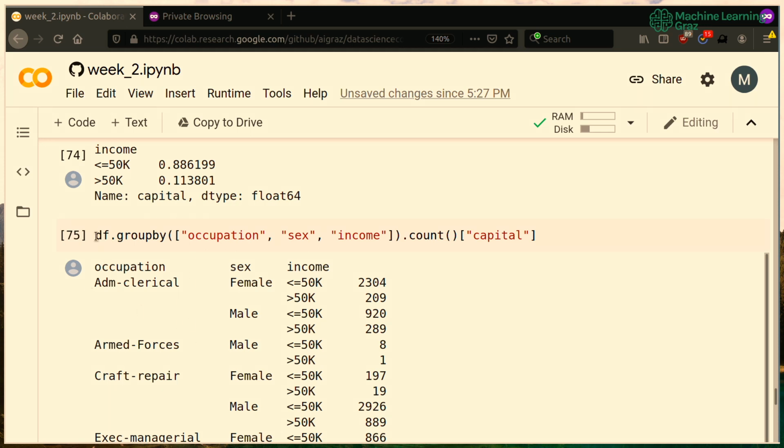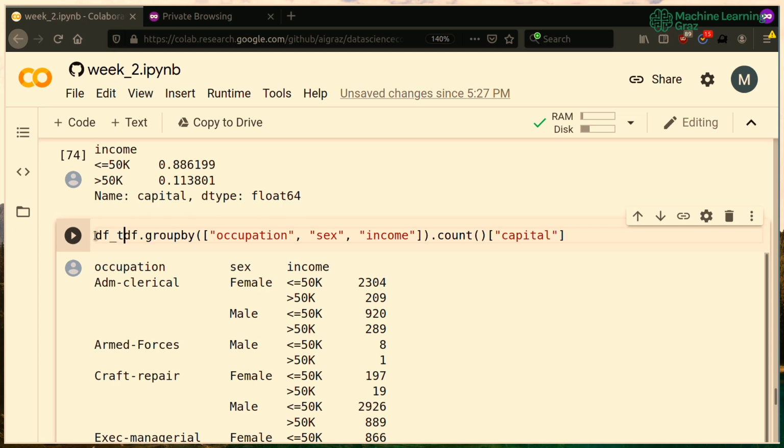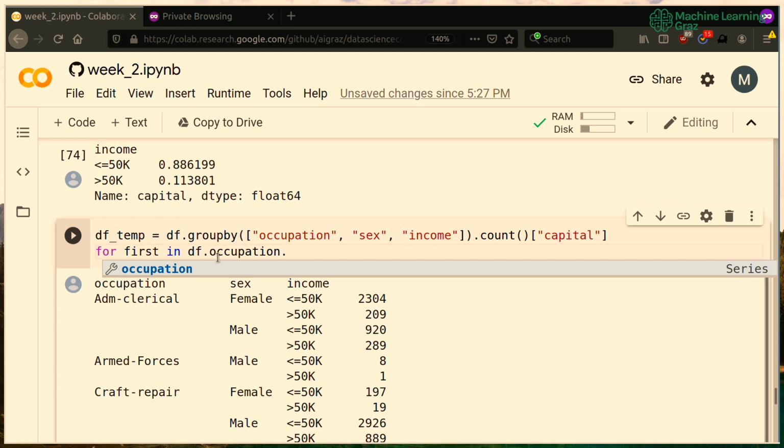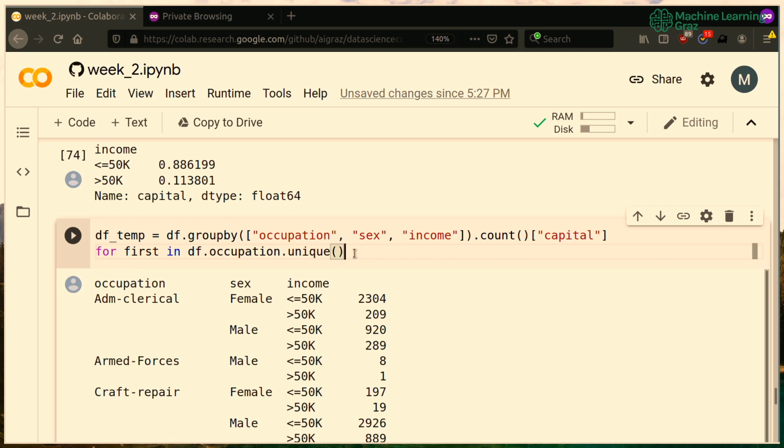So we're going to write df temp, and I will save all these values in a variable. And I will go through every index: occupation, sex, and income. So for this, I will write for first in df occupation dot unique, and this will give me all the unique values, and I would iterate over all unique values. So this will give me all these occupations.